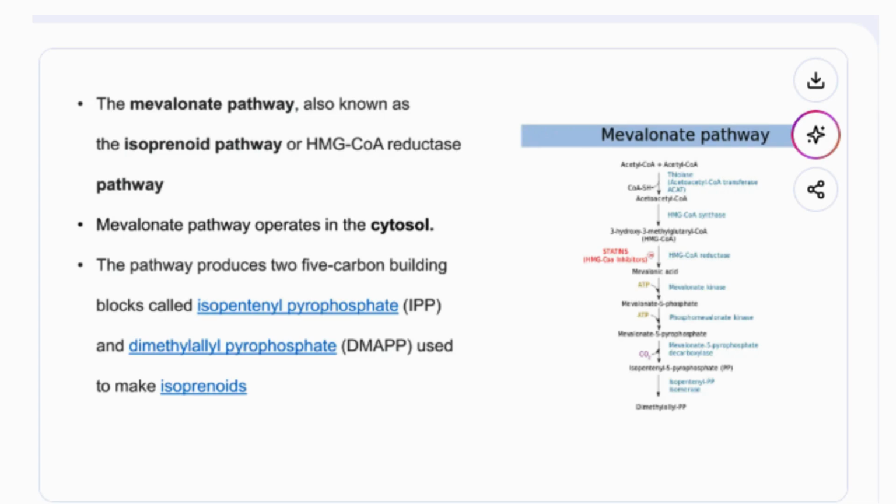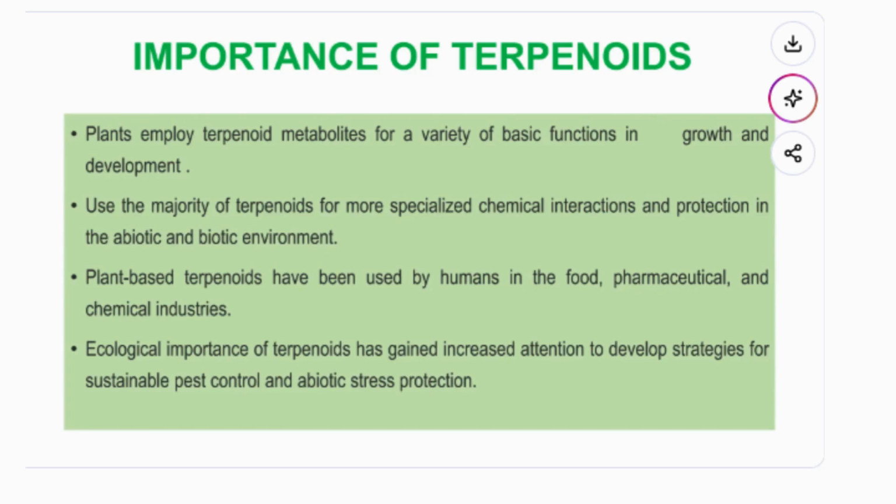In the general diagram, the mevalonate pathway, also known as the isoprenoid pathway or HMG-CoA reductase pathway, helps to synthesize the terpenoids. The mevalonate pathway operates in the cytosol. The pathway produces the two 5-carbon building blocks called isopentenyl pyrophosphate and dimethylallyl pyrophosphate, used to make the isoprenoids. These are two important precursors used to generate the terpenoids.